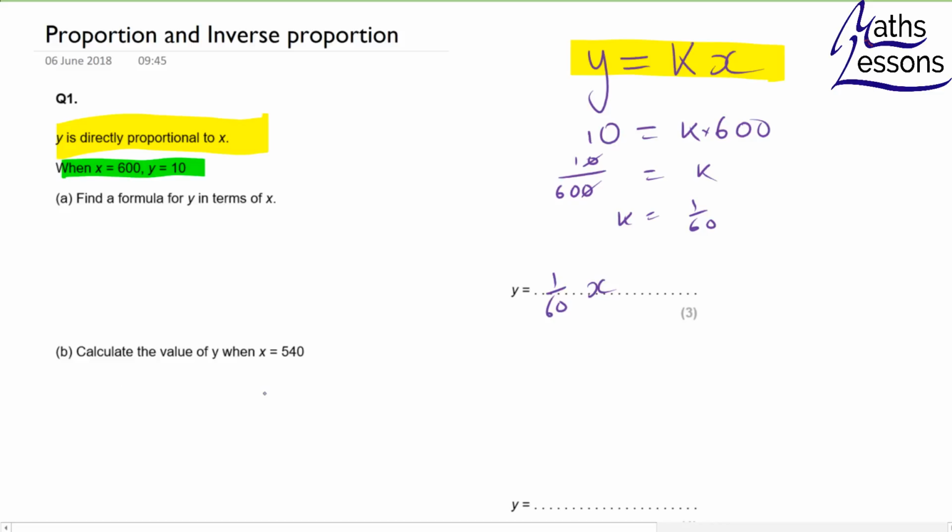Now in the next part of the question, what usually happens is they get you to use your equation. So we put x is 540 into this: y equals 1 over 60 times 540. We can cancel out the 0, so that gets you 1 sixth of 54, and 6 into 54 goes 9. So 9.